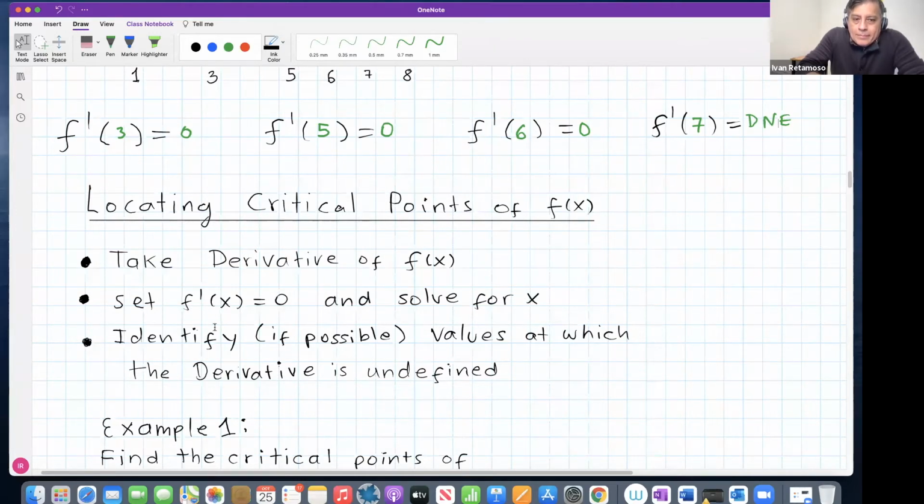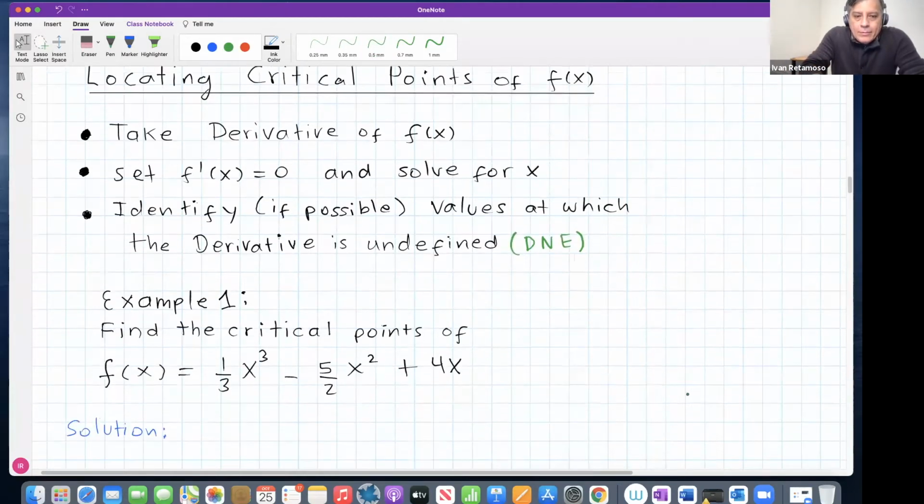But remember, this is not the only source of critical points. Critical points also happen when the derivative doesn't exist. So step 3 says identify, if possible, values at which the derivative is undefined, DNE. If you find values at which the derivative is undefined, then you have another source of critical points.